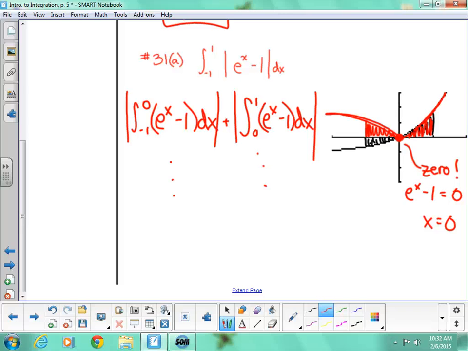So, why did I split this integral up? The positive stays positive, but the negative area flips. So I need to split this up, because what's going on here is different than what's going on here when I have my absolute value bars around my function. I split it up using a zero, an x-intercept, and instead of saying, let's take this one and make it negative, because a negative is a positive.